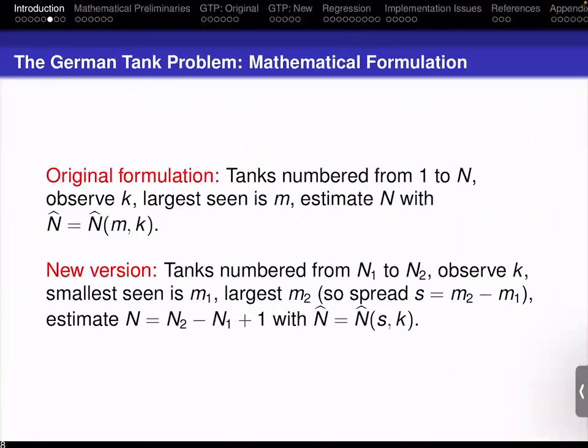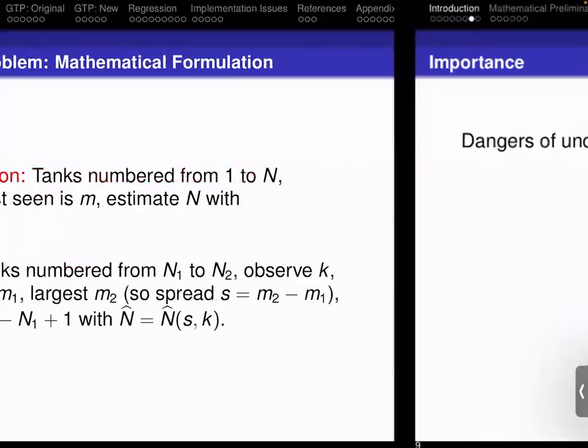So again, just writing things down mathematically, because that's one of the things we want to do, convert to math speed. From 1 to capital N, we observe K, the largest seen is little m, and we want to estimate N as a function of M and K. So we use the hats often to denote the estimate. So N hat is going to be a function of M and K. And then the newer version is we don't know what the lower value is. We just know that there's some value. We're not sure what it is.